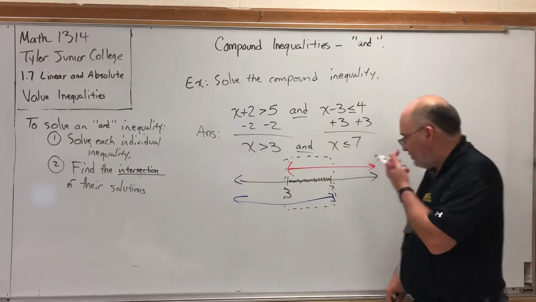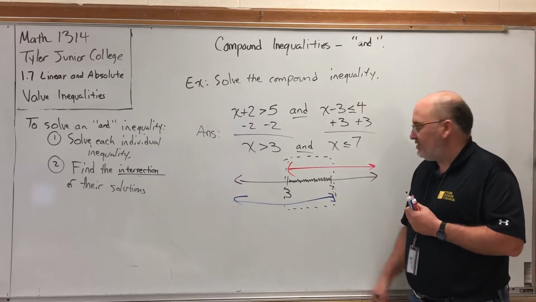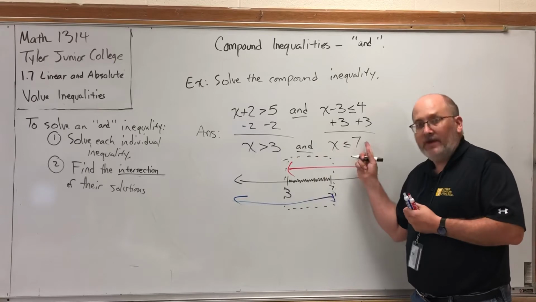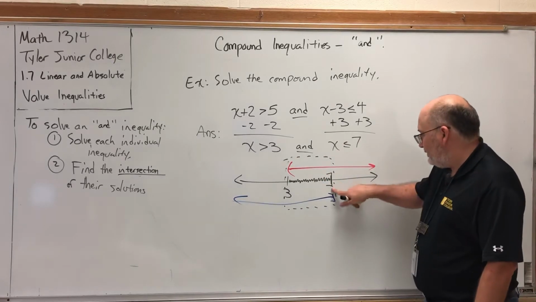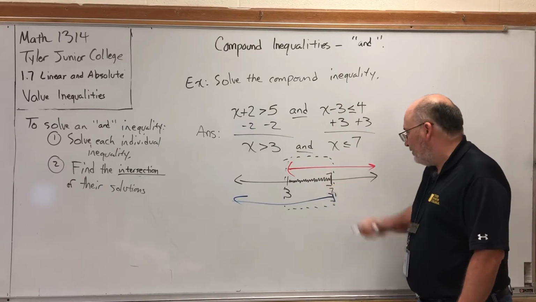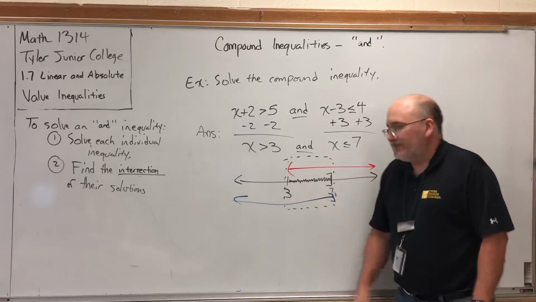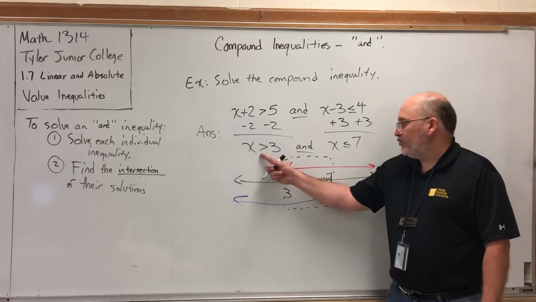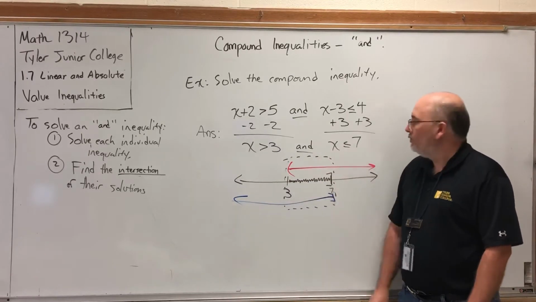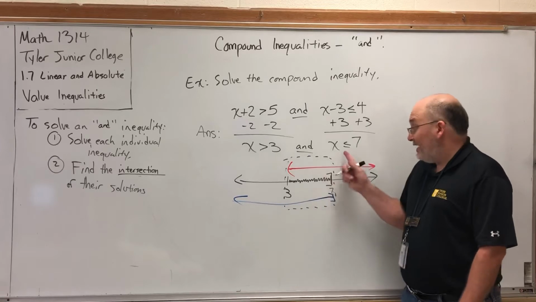Is 7 part of the solution? Well, does 7 make both of these true? Yes. We keep the 7. It has a bracket. This poor 7 is getting run into by everything. What about the 3? Is it part of the solution? I don't know. Does 3 make this true and this true? No. It makes the second one true.